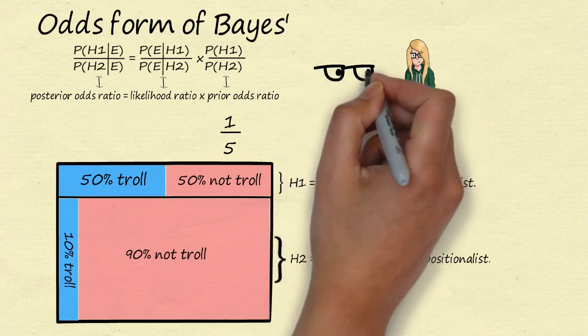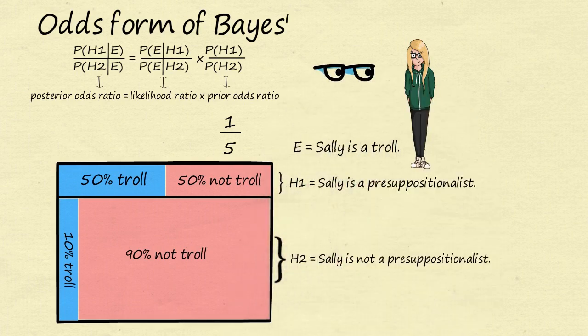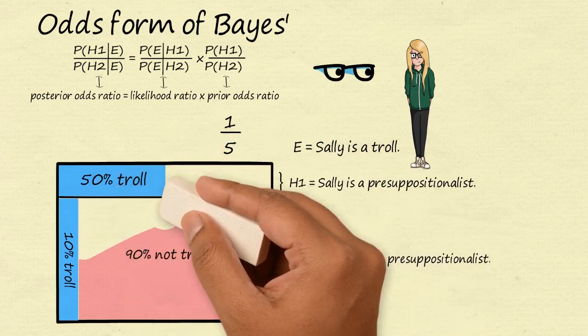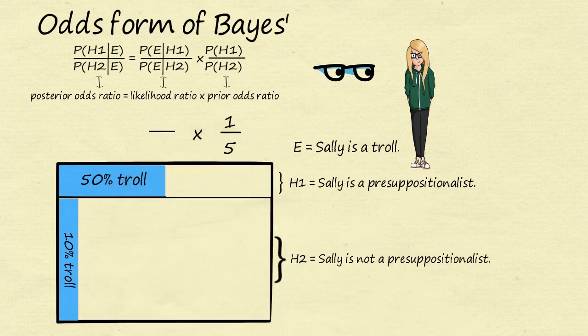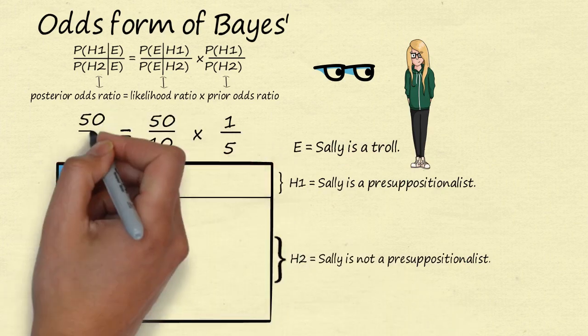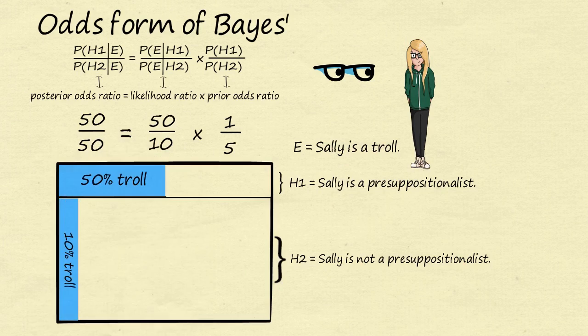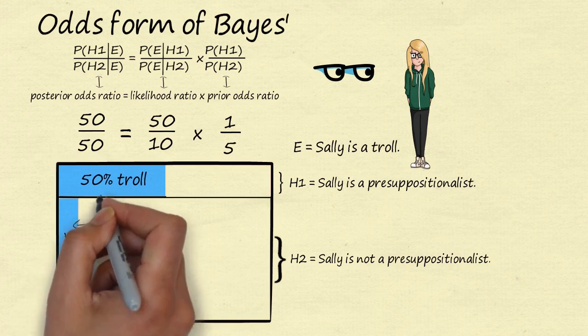Next, suppose that we gain new evidence that Sally is a troll. When the new evidence comes in, erase the other parts. In this case it's the red area. Our likelihood ratio is 50 to 10. Our posterior odds ratio is 50-50, or 1 to 1. The posterior odds ratio can be seen visually as the ratio of the areas of the two blue rectangles. They now have equal areas.